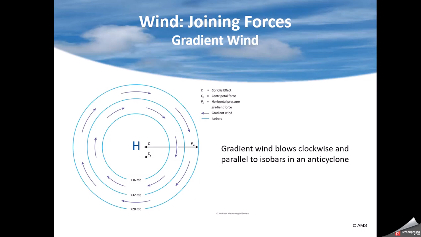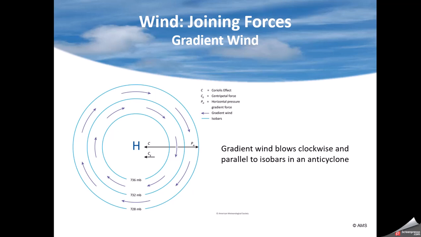Now, we know that around highs and around lows, the wind blows in a circle. So what is happening there? Well, you've added a third force, centripetal force. Centripetal force is always changing, so that is what's causing it to go in a circle as it goes around the low or around the high. So remember the difference.